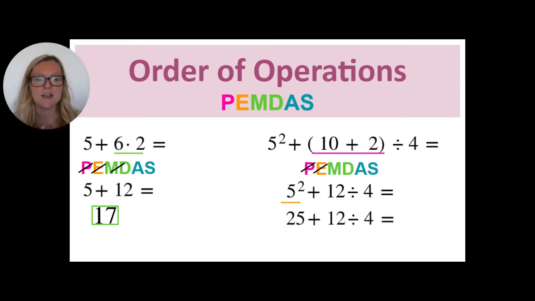Copy down the rest. Then I'm going to multiply and divide from left to right. So looking here, oh, I see I have a division symbol. So I'm going to divide 12 divided by 4 to give me 3. And then the last step is just to add those two together to give me 28. Okay, so there is your order of operations.